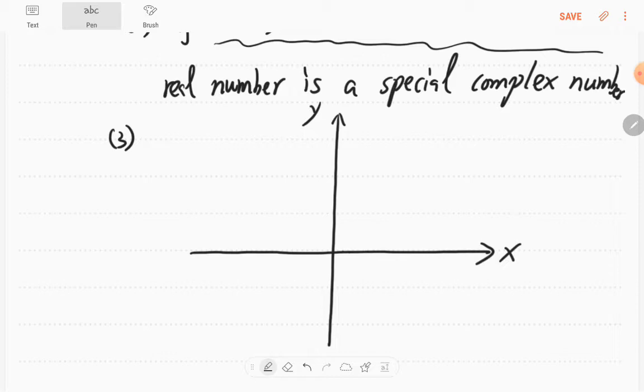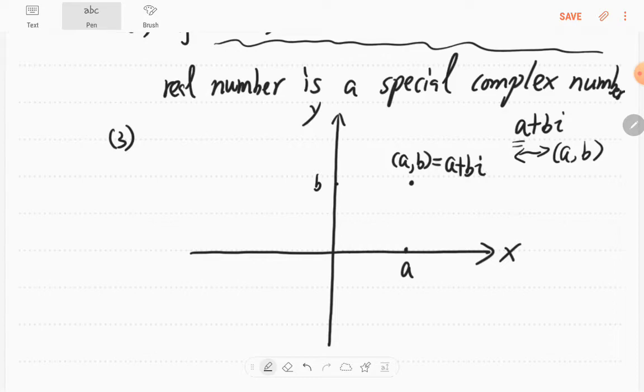Okay, so let's look at this a plus bi. We can treat a plus bi as a pair of numbers, because this complex number is determined by a and b, so we can write it as a comma b. There is a one-to-one correspondence between the point and this number, right? So this b is the y coordinate. So this is b, and this is point a, b. It also represents a plus bi. So the number a plus bi is actually corresponding to the point a, b.